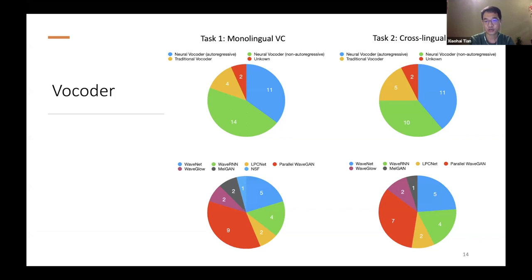Detailed information of neural vocoders is shown in the chart plots below. WaveNet and Parallel WaveGAN are the 2 chosen by most of the teams, followed by WaveRNN, LPCNet, WaveGlow, MelGAN, and NSF. In task 1, 9 teams chose Parallel WaveGAN and 5 teams chose WaveNet. While in task 2, 7 teams have chosen Parallel WaveGAN and 5 teams chose WaveNet. So that's all for my part.